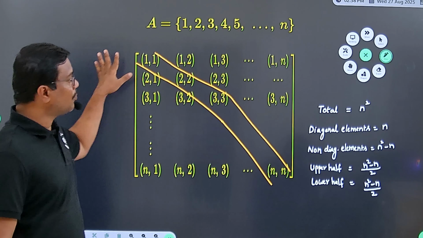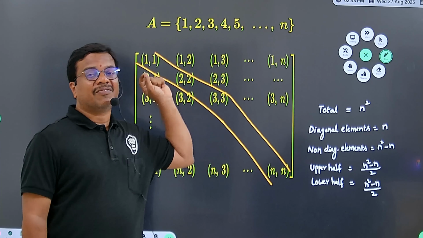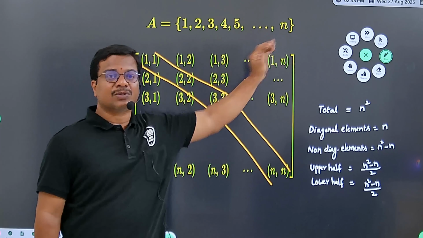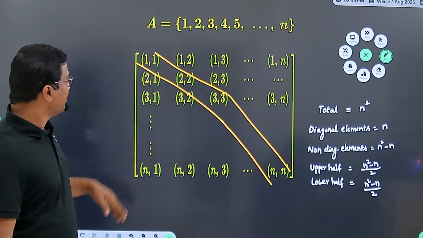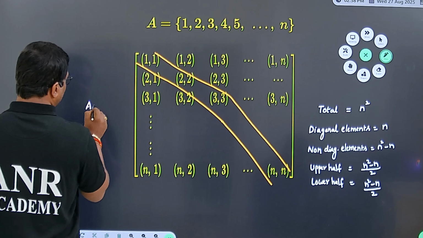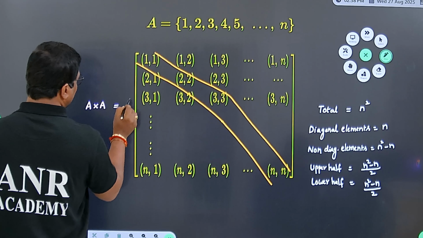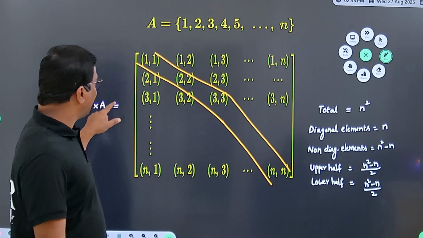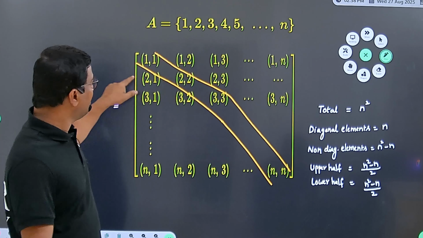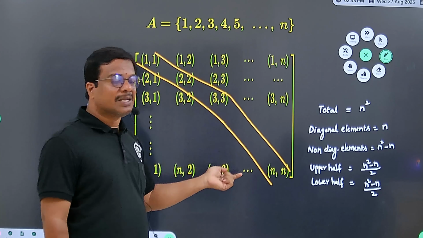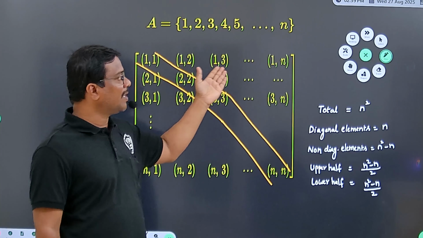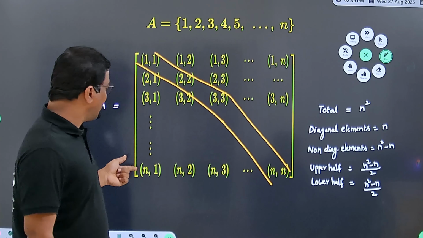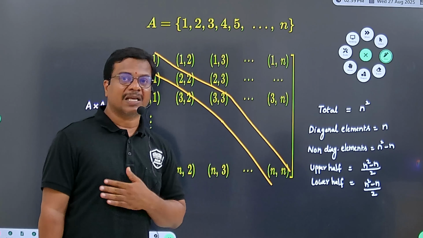Let us now discuss how to find the number of symmetric relations from A to A itself. Suppose A has n entries in total. Then the cross product of A with itself gives all ordered pairs, and in matrix notation it is an n cross n matrix with entries (1,1), (1,2), (1,3) and so on, then (2,1), (2,2), (2,3) and so on. In the same way (n,1), (n,2), (n,3) and so on, up to (n,n).